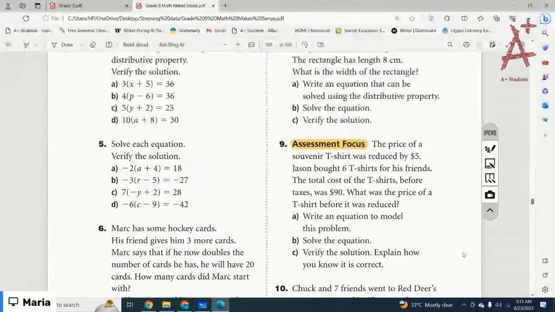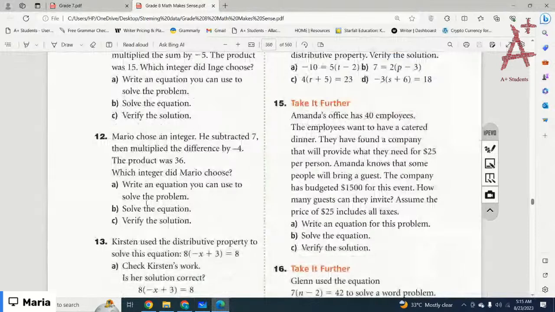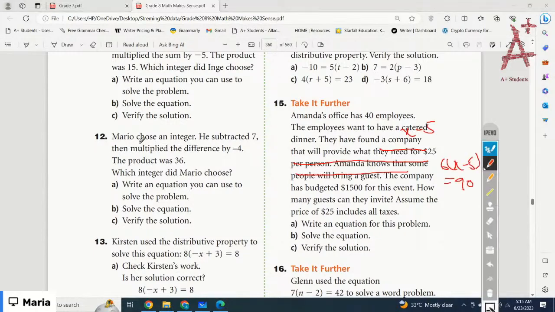Okay, the next one is question number 12. Mario chose an integer. Let's say the integer is x. He subtracted 7, x minus 7. Then he multiplied the difference by negative 4. The difference is x minus 7 and you have to multiply it by negative 4. The product was 36, so that equals 36. Which integer did Mario choose? Write an equation you can use to solve the problem. Solve the equation and verify the solution. So we have the equation negative 4 times (x minus 7) equals 36. Let's just evaluate.